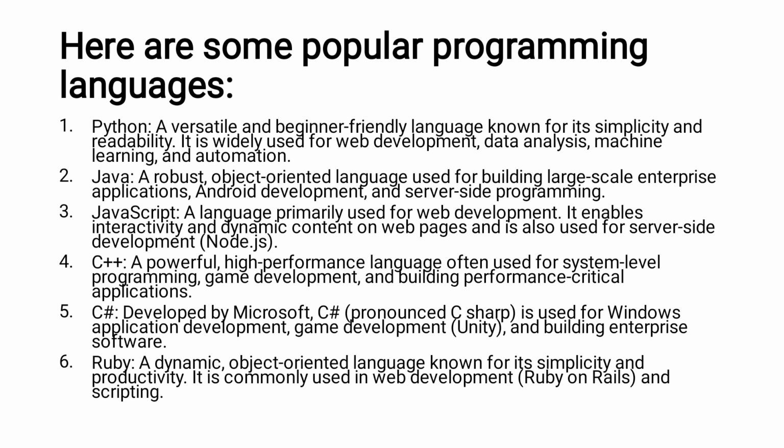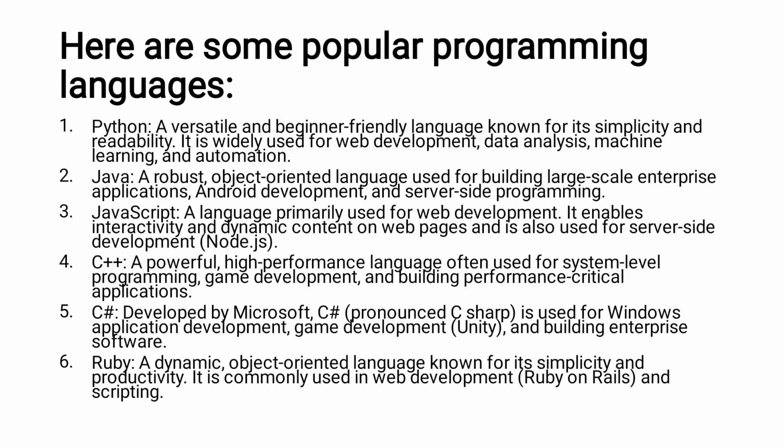The fourth one that we have is C++, and we are saying it's a powerful, high performance language often used for system level programming, and also it's used for game development and building performance critical applications. Let me also mention that this is one of the most widely used languages, and I always encourage my students to also just master the basics, because this is where programming really is born from.